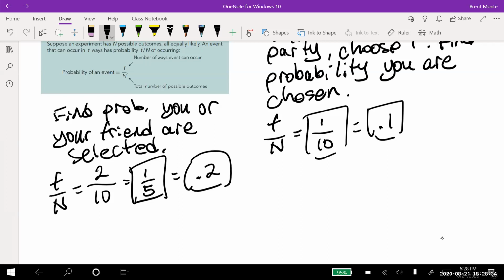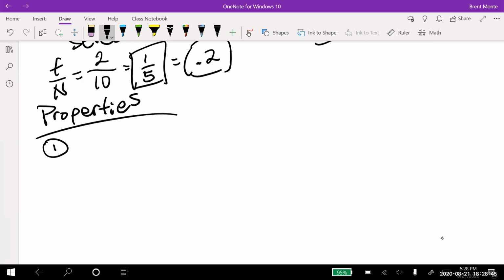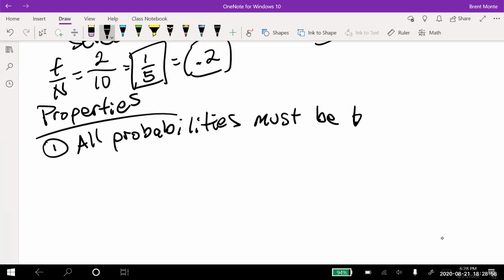So let's talk about some of the properties of probability. There's 3 main ones they give us. All probabilities must be between 0 and 1. That's one of the properties, and we saw it in the two probabilities we had, 0.1 and 0.2. Clearly, each of those were between 0 and 1.